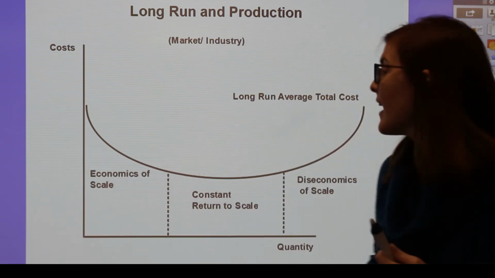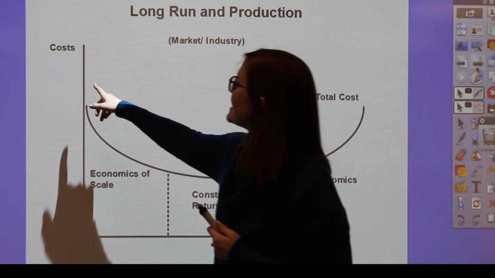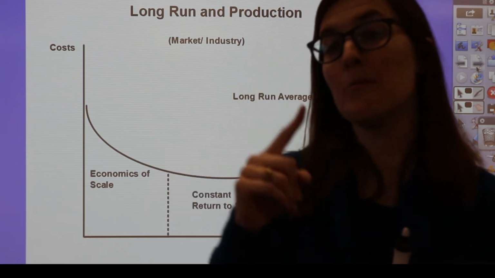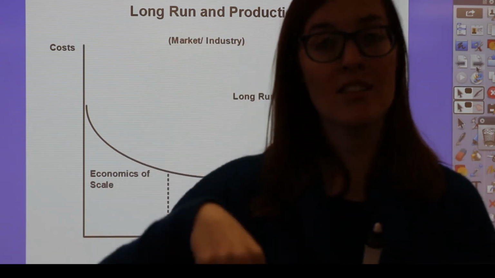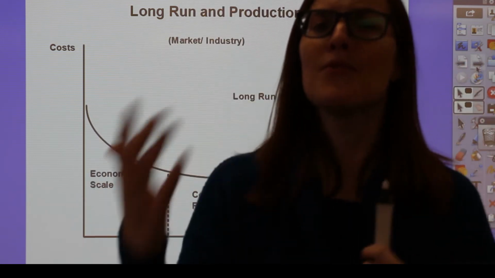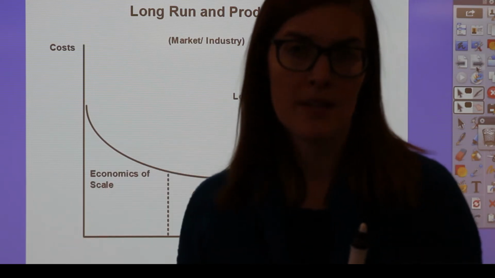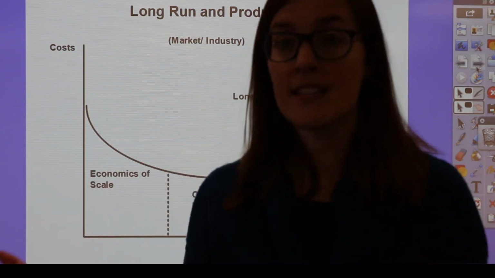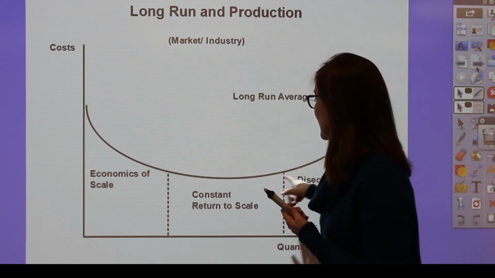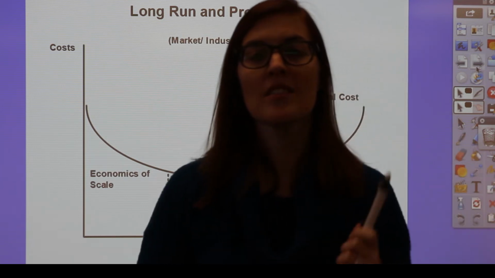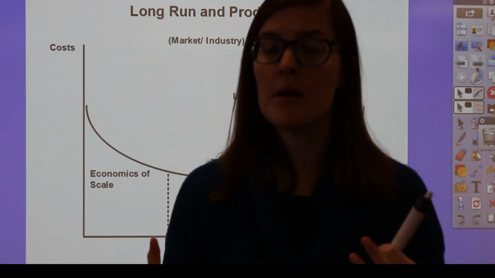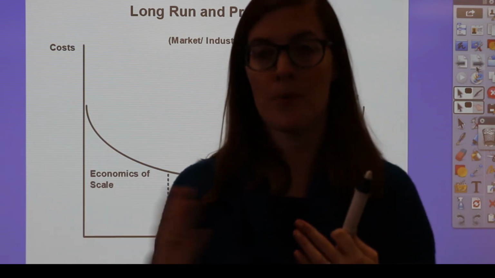The 3 stages are economies of scale. This is the downward sloping portion of the long run ATC, that as I'm increasing production, my costs are falling. So as output rises, my costs are falling. So firms are going to continue to produce at economies of scale because their costs are falling as they increase their output. Then we have our next stage where long run ATC is at a minimum. This is known as constant returns to scale. This is the ideal point for a firm because costs are minimized as output increases.